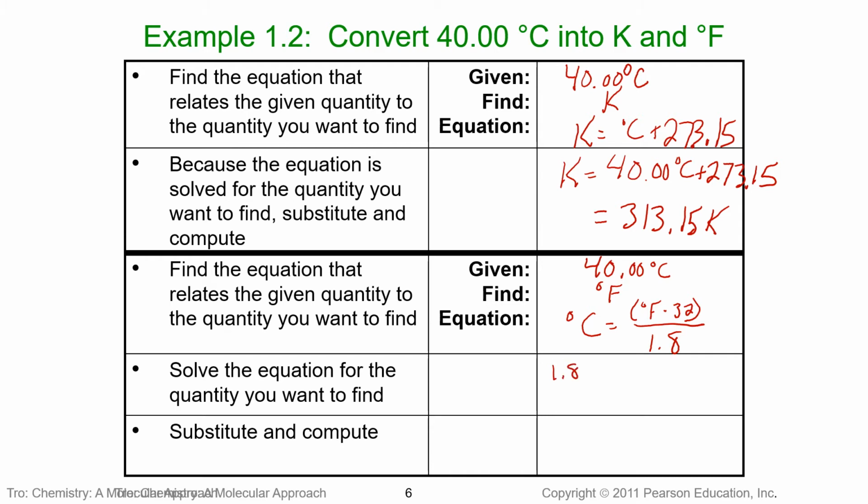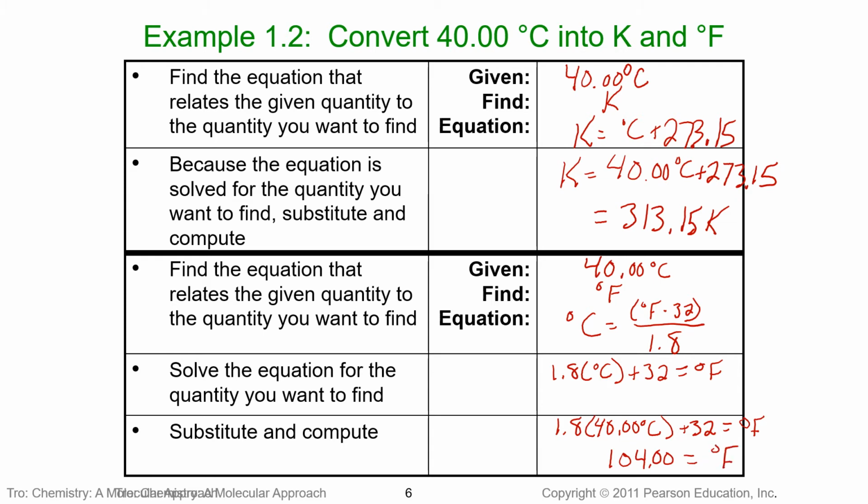So we have 1.8 times our degrees Celsius. We have to move the negative 32 over to the other side, so we have to add that to get rid of the negative 32, and that equals our degrees Fahrenheit. Now we can plug in our degrees Celsius to calculate our answer, and what we end up with is 104 degrees Fahrenheit.